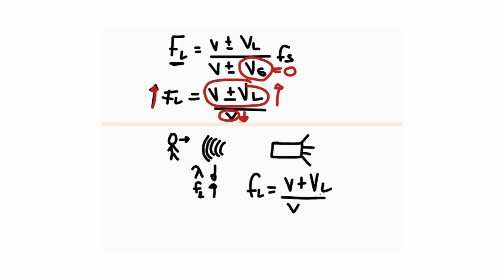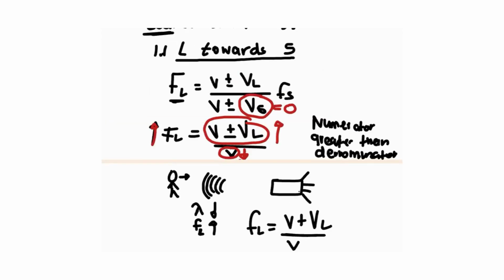So in order for FL to be increasing, the numerator is increasing and the denominator is decreasing. It means the numerator will be greater than the denominator. And in order for it to be greater, think about it, guys, we have to add there. We can't subtract, we have to add. So we are putting a plus there. This is when the listener is moving towards the source.